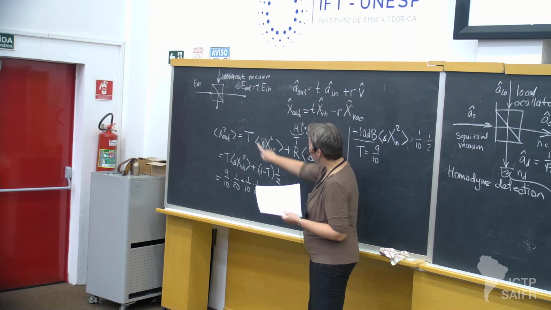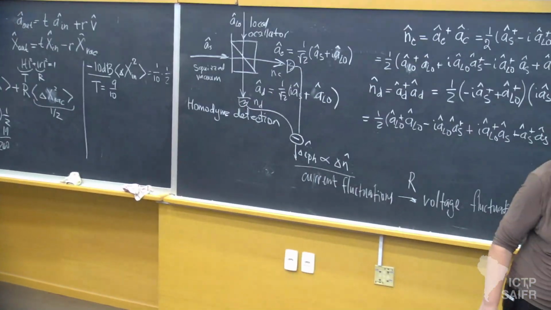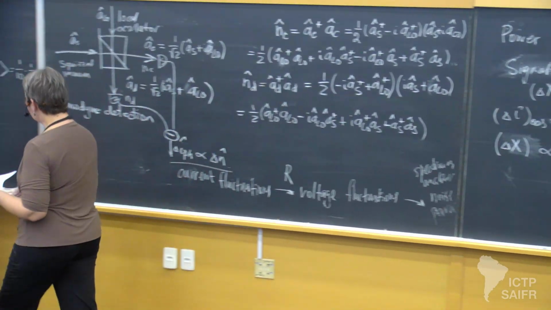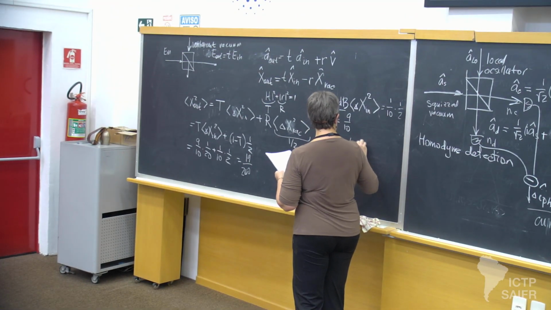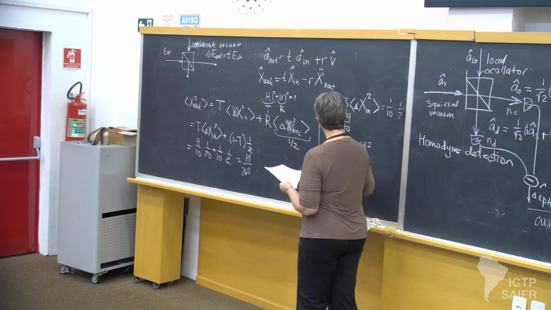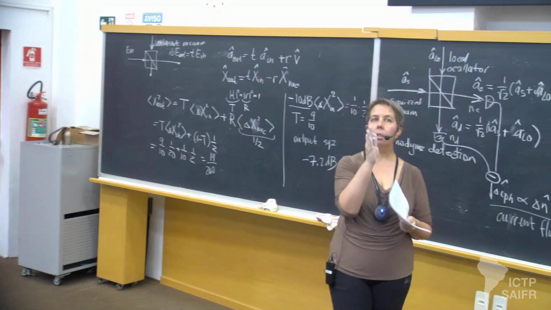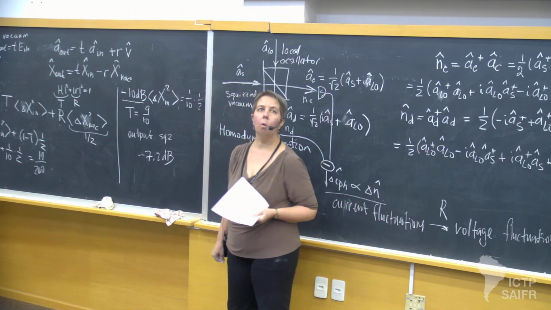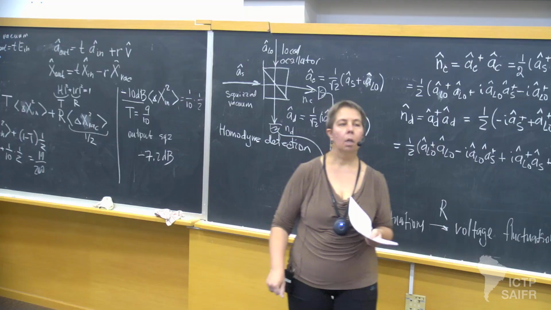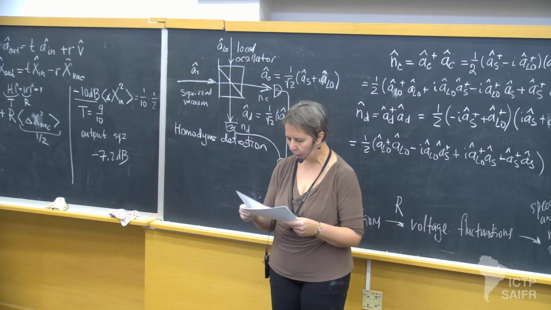Now, this is again with the relatives. So then we're going to need to plug it in onto this equation. And we will find that output squeezing is minus 7.2 dB. So just adding this 10% losses already dropped our squeezing quite a lot. If you have 80%, I think you lose half of your squeezing and so on.